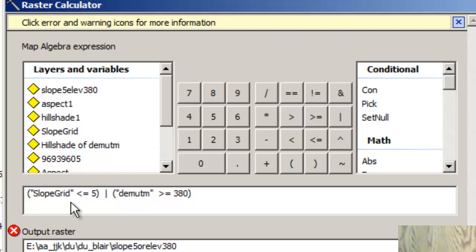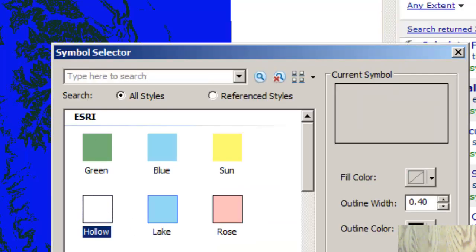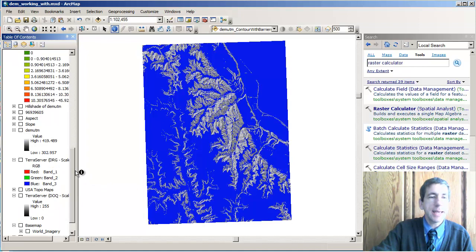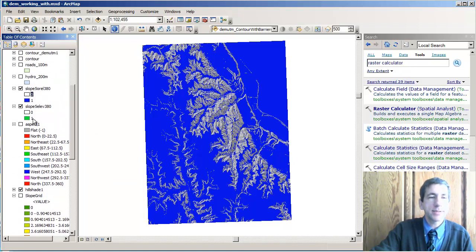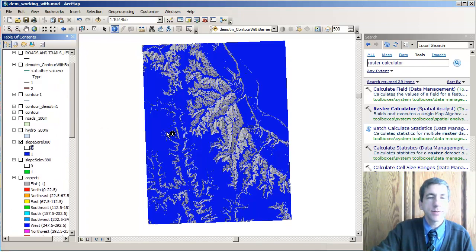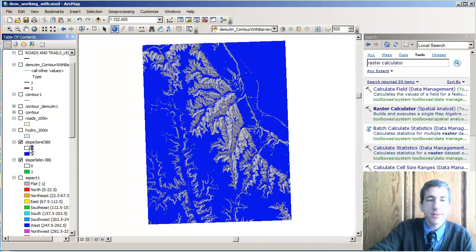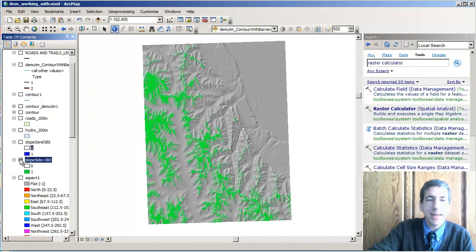Notice that I've got parens around these, and my output raster, it's giving me that little warning there, because if you hover over the warning, it says the base name is more than 13 characters. So I need to make it a little shorter than that, and let's call it slope 5 or L380. That should work. Okay, so it's going to run that. This time I've changed my zeros to hollow, and I'm going to change my base layer here, so I'm looking at the hill shade, and let's go ahead and turn that other one off. All right, so now you can see that this is radically different from the AND. This is what I had with the AND. Okay, I had this greenish color, and now I've got this blue. So in other words, it's almost directly opposite to what I had before.